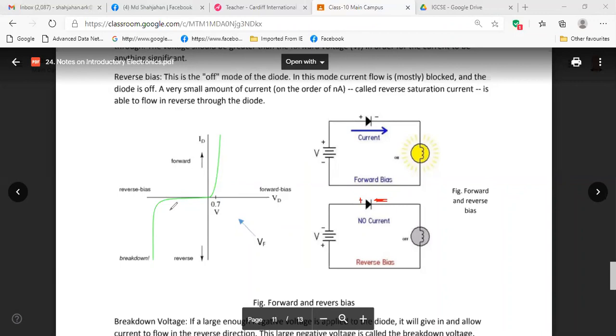Then how the depletion layer is working, why the depletion layer is created, and how the depletion layer is opposing the current at the reverse bias position, that I will explain to you by drawing diagrams. And how the semiconductor diodes are doped with arsenic, boron, germanium, those things I will discuss.